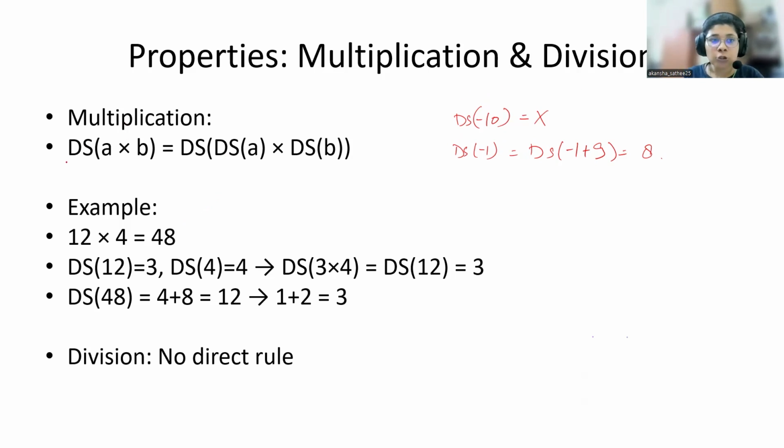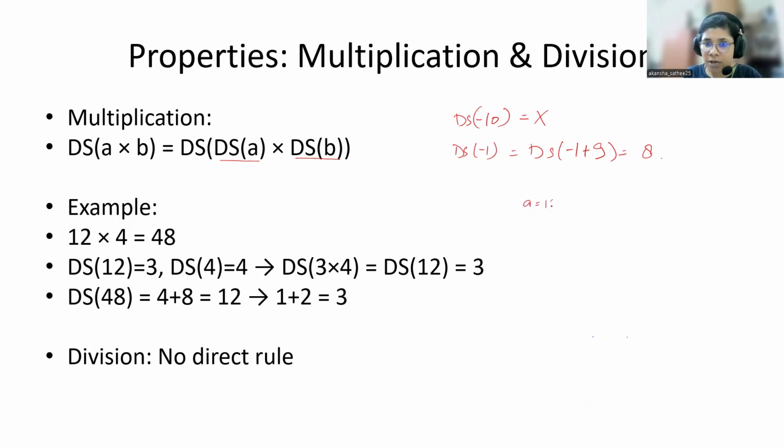Multiplication follows the same rule. The digit sum of A into B, where A and B are both non-negative integers, is the same as the digit sum of A multiplied by the digit sum of B. Again, first you do multiplication and then compute the digit sum, or you compute the digit sum of the individual numbers and then multiply. It does not matter. So let us consider one more example for multiplication.